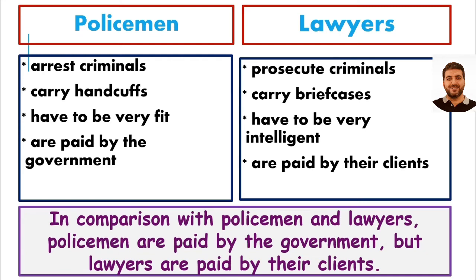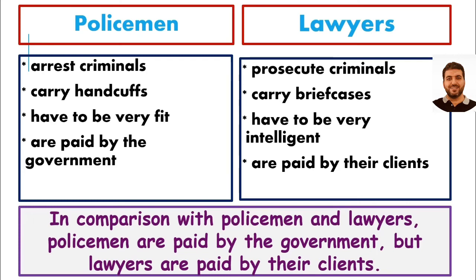On the other hand, the lawyers have to be very intelligent. That's it. Very good. That's what we need. So here, for example, you can say, as you said, policemen have to be very fit, full stop. On the other hand, lawyers have to be very intelligent. That's one. You can say but.